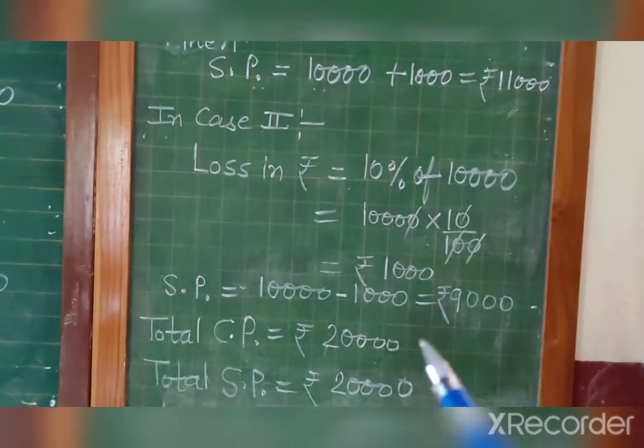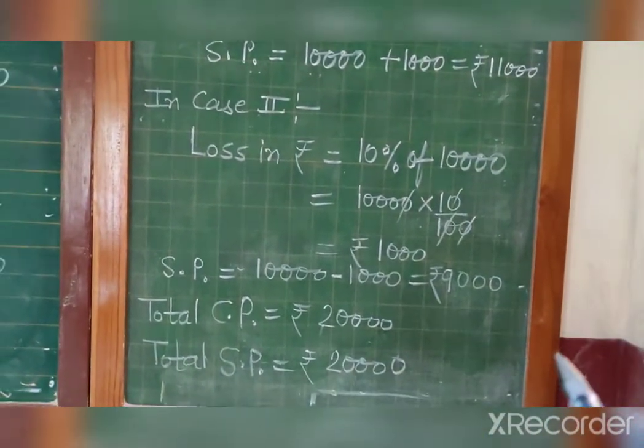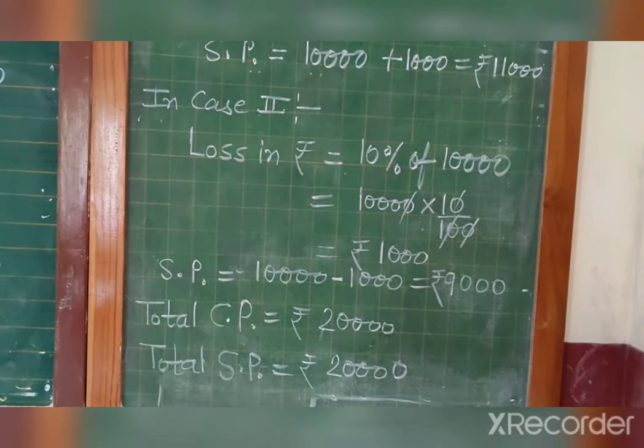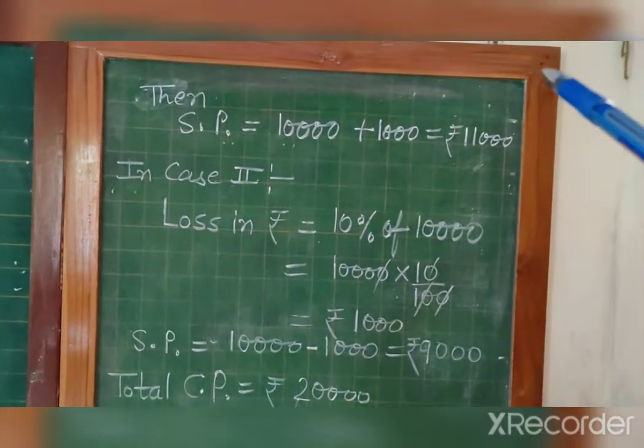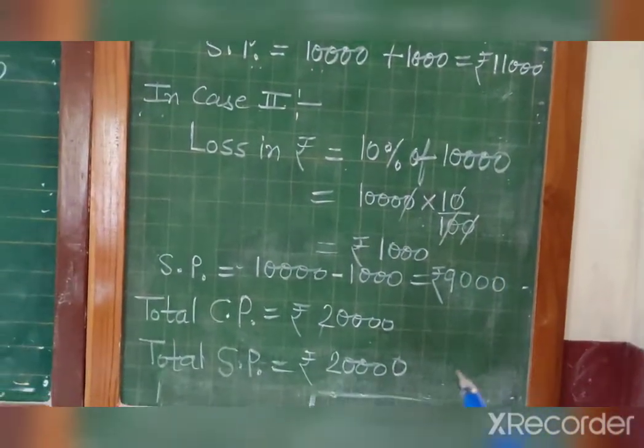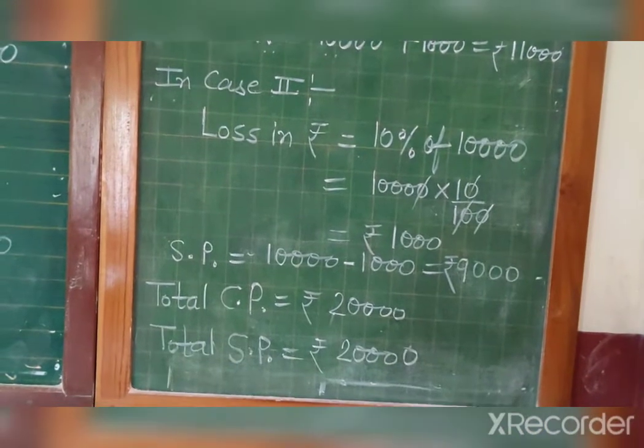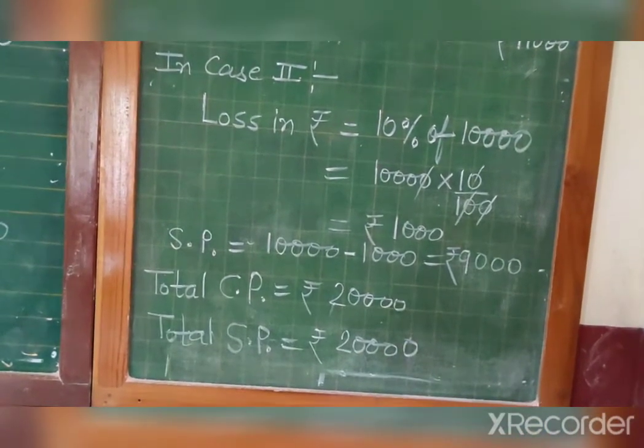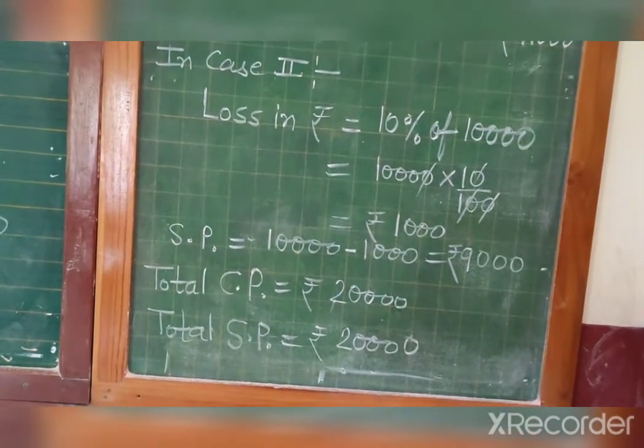Now total CP of the TVs is rupees 20,000 and total SP: here you can see SP is 11,000 and here is 9,000. So 20,000. So CP is equal to SP. So neither profit nor loss.